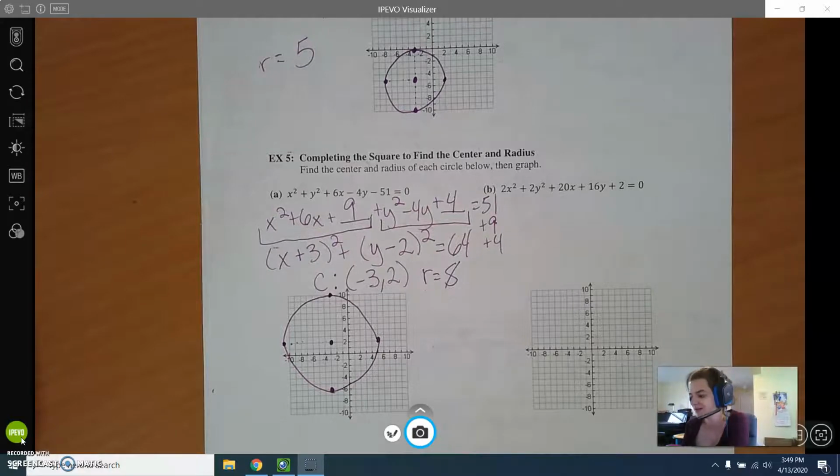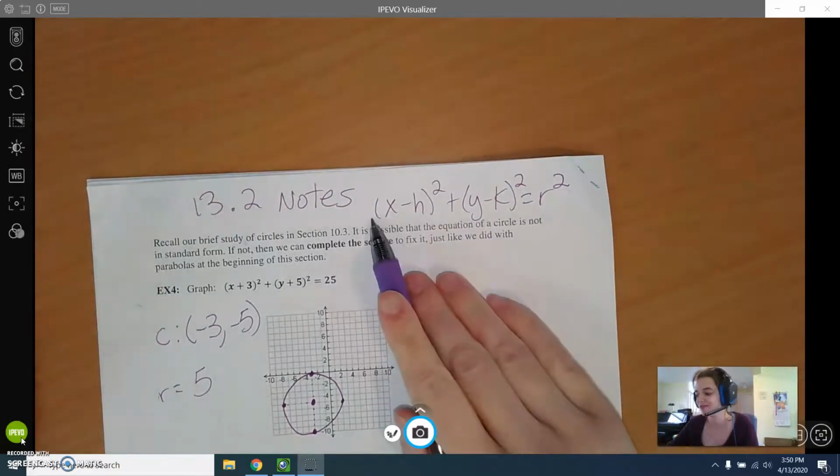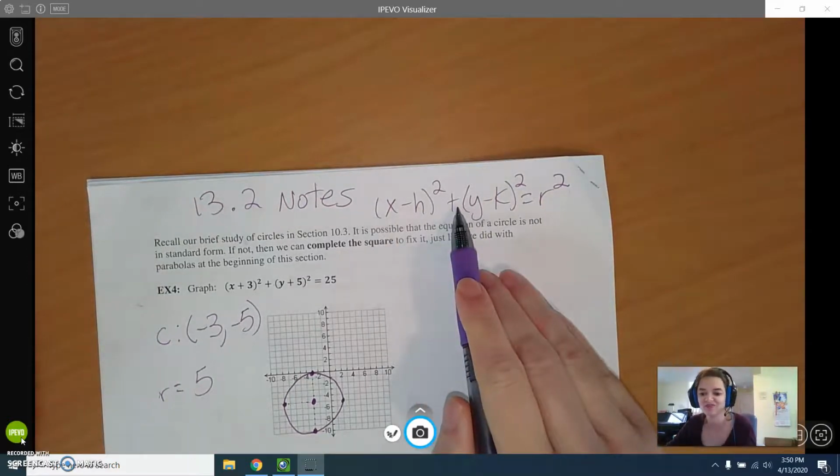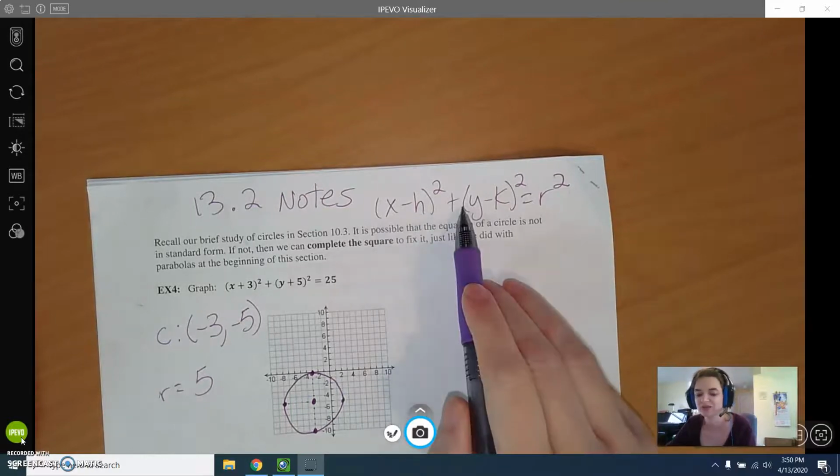We've got a 2x squared and a 2y squared. What do we do? Divide. That's what you're going to do. If you notice, in center radius form, it doesn't have an a or a b or anything in front of the x squared or the y squared. It's just a plain old x. It's just a plain old y.